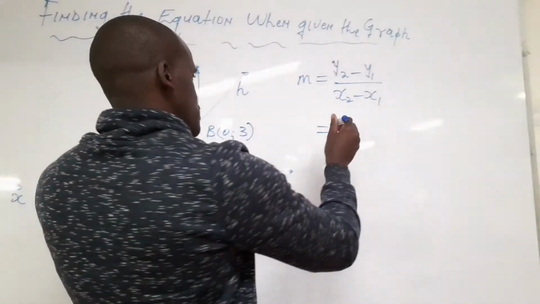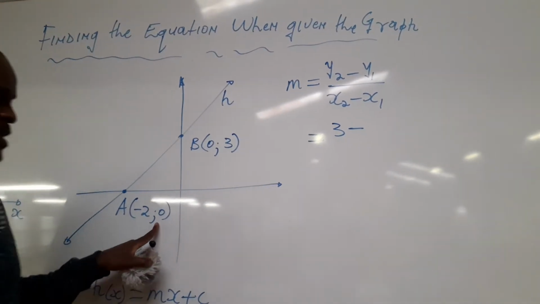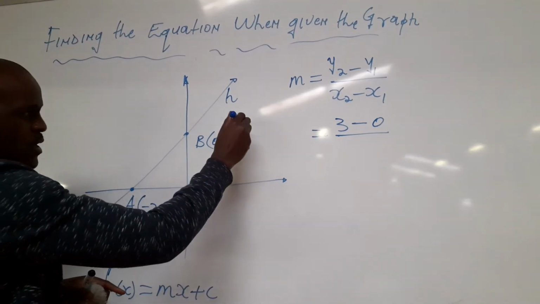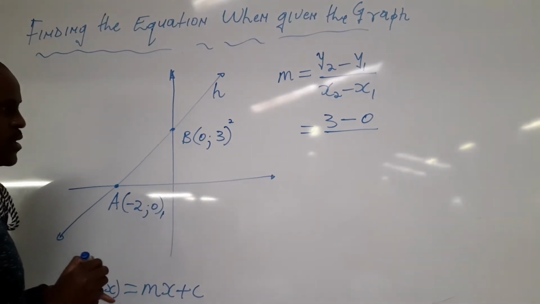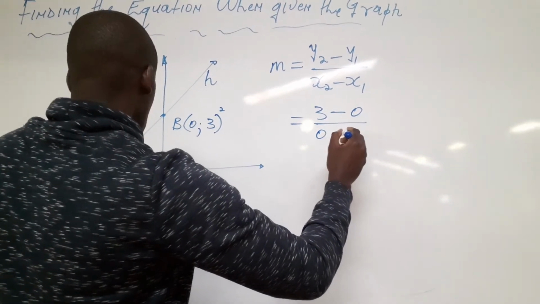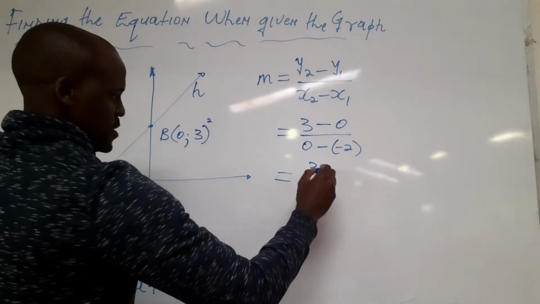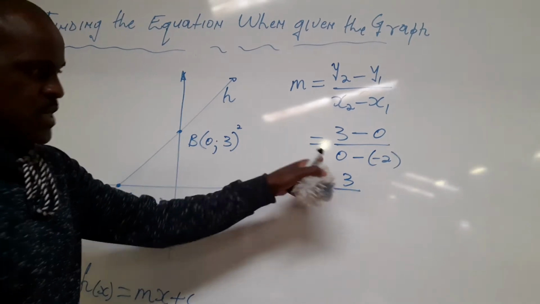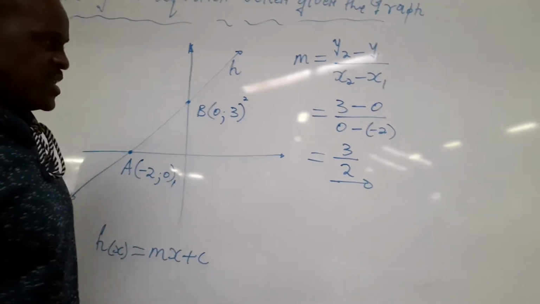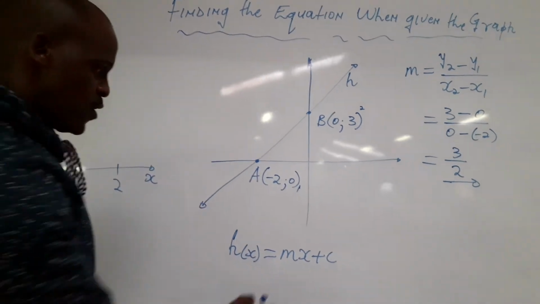It's either this is 1 or 2, like that. So let's use this as 2. So it's y2, which is 3, minus our y1, which is 0. Again, remember it's 2 here, it's 1 this one. Therefore, 0 minus negative 2 for the denominator. 3 minus 0 is 3. 0 minus negative 2 will be positive 2. That's our gradient.